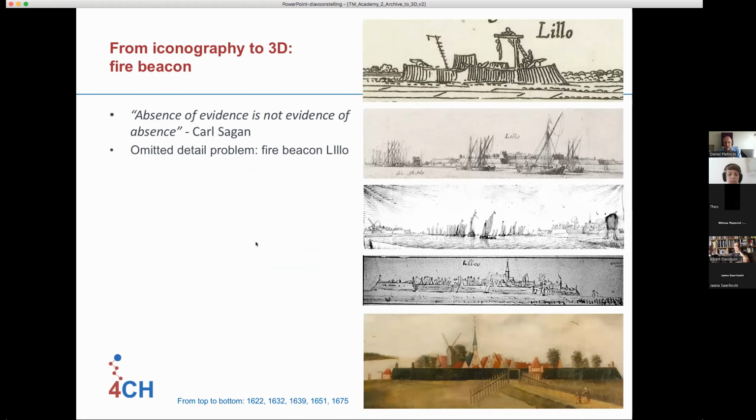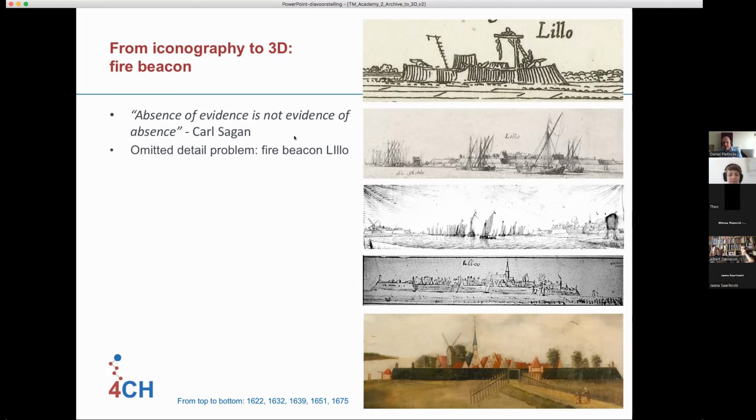Absence of things. Carl Sagan said once, absence of evidence is not evidence of absence. And of course, he was pointing to extraterrestrial life. That was what he was researching. But you can easily use it in what we do also.